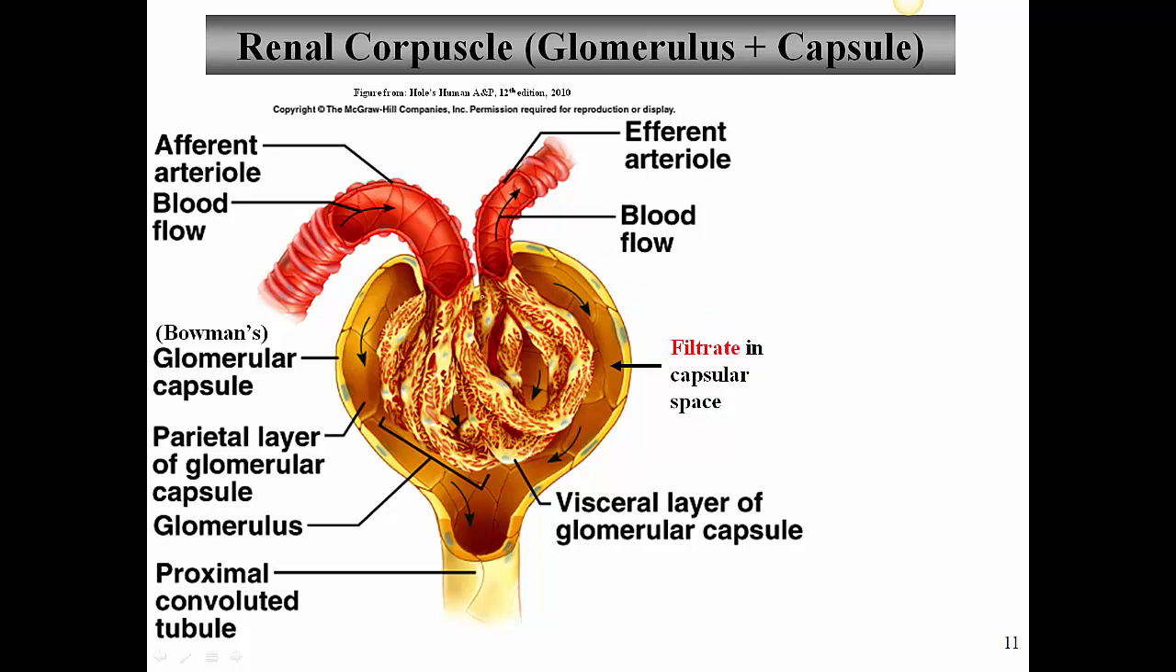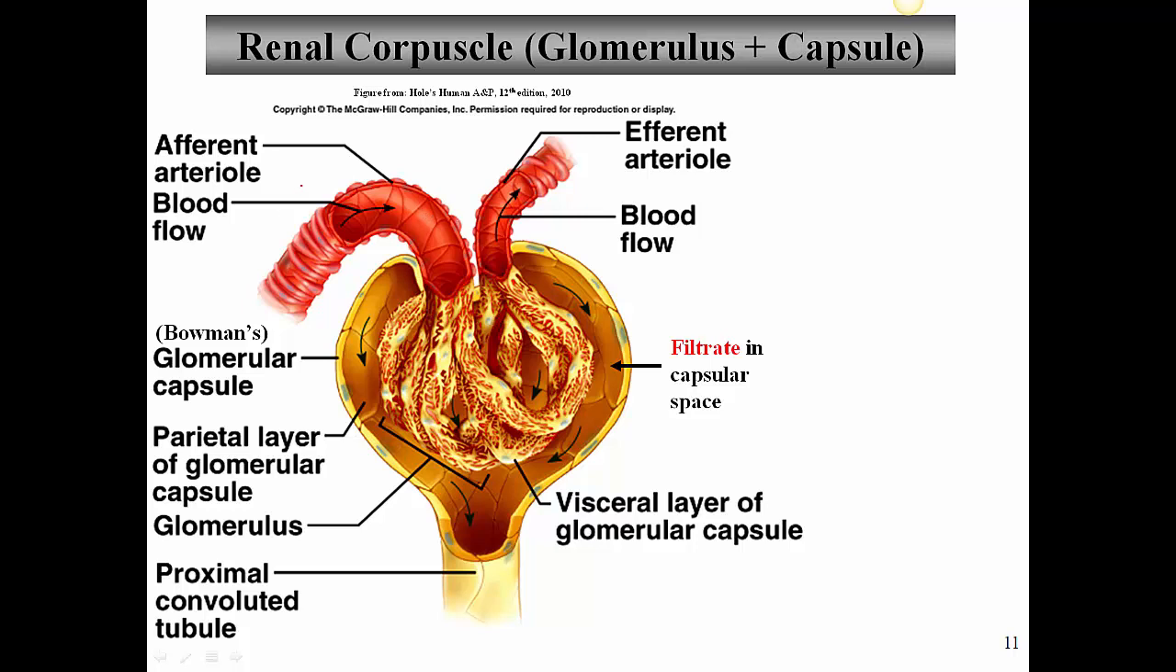So, because we have two layers of this capsule, the outer layer of the capsule is known as the parietal layer. The inner layer of the capsule, the one that's directly adherent to the capillaries themselves, is known as the visceral layer of the glomerular capsule. Now, coming from this cup that catches the filtrate is the first portion of the nephron after that, which we term the proximal convoluted tubule. And we're going to go back and talk about the different tubules and structures in the nephron in a little bit.